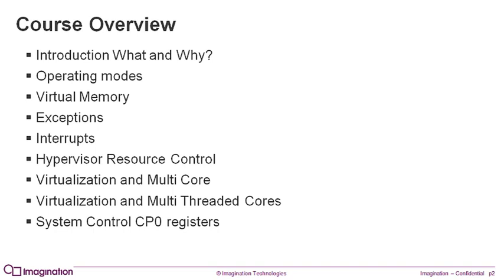The hypervisor resource section covers how core resources are configured and protected. In the multi-core section, I'll discuss how virtualization pertains to a multi-core system. In the multi-threaded section, I'll discuss how virtualization pertains to a multi-threaded core and a multi-threaded multi-core. The System Control CP0 register section covers CP0 registers that are related to virtualization.